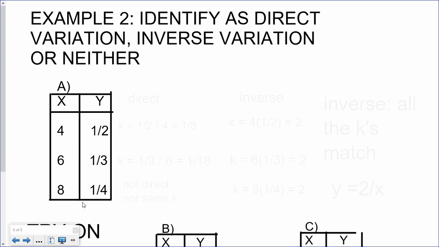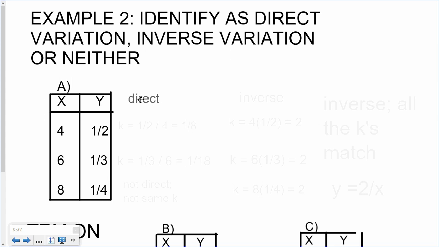But you're going to have to go through and say, okay, I'm going to test direct first, or I'm going to test inverse first, and try to find the k for the inverse or direct, whichever one you're doing first. And if you get them all, then you know the variation it is. If you don't, you try the other variation. So let me show you.